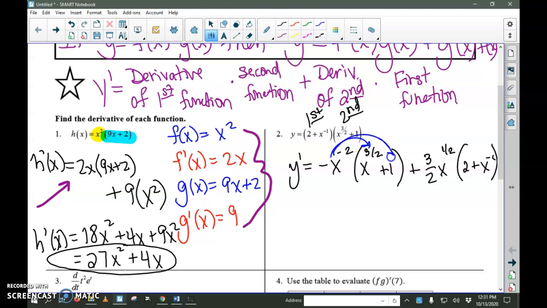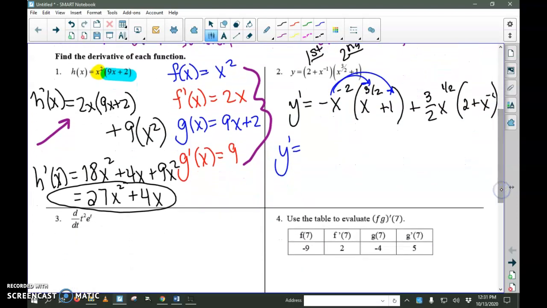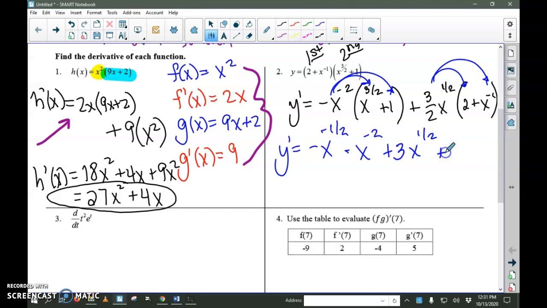And the thing to remember when you distribute is that when you multiply like bases, like these x's, you add the exponents. Okay? So I get negative x to the negative half. Okay, and then I get minus x to the negative 2 when I distribute. And here, I'm going to get 3, so plus 3 x to the 1 half. And then plus 3 halves x to the negative half. Right, again, when I multiply those x's, I add those exponents.